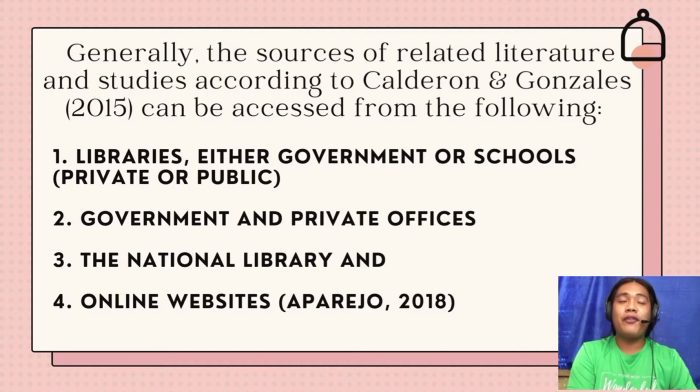And for example, for online websites, the best website that we can use, from my own experience, is Google Scholar. You can search there for credible sources for your review of related literature.